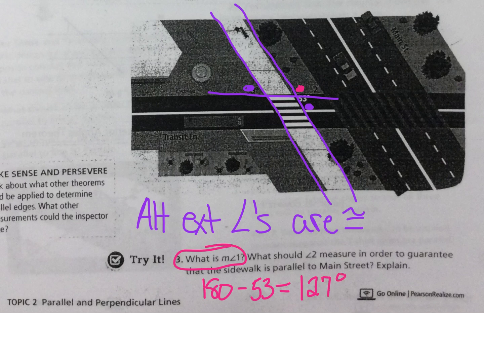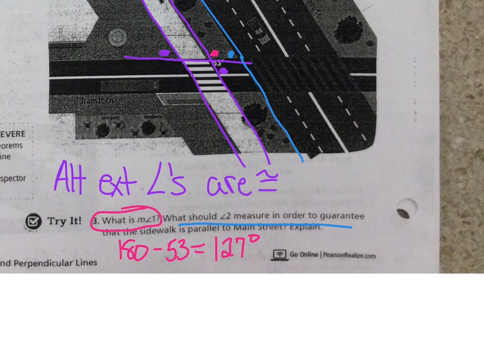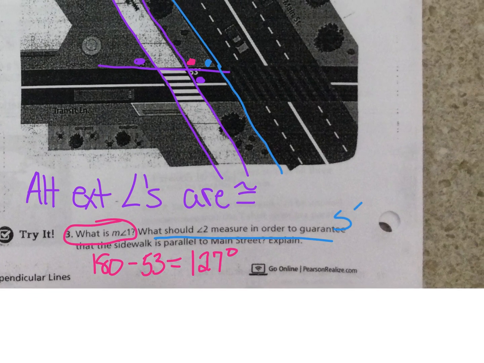And then it says, and we can do this one in blue, what should angle 2 be? Angle 2's here. Well, that's another parallel line, right? Whoops. There. And those would be same side interior angles. And same side interior angles need to equal 180 degrees. So that one should also be 127.